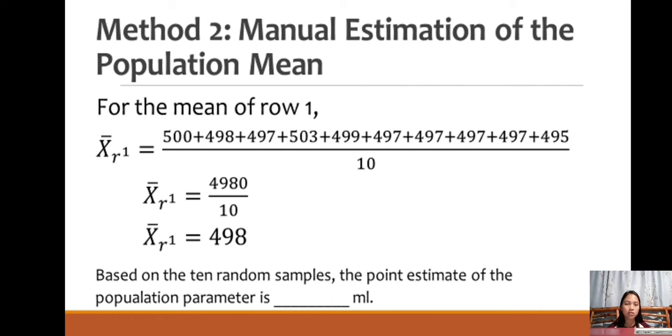Okay, so based on the 10 random samples, the point estimate of the population parameter, as we have using our Excel, we have 497.8, or that is 498. Okay, so you can continue solving B, C, D, E, F, or the second sample until the 6th sample.